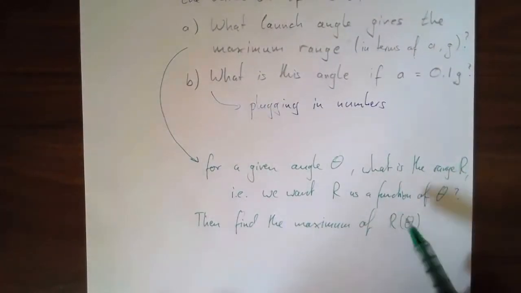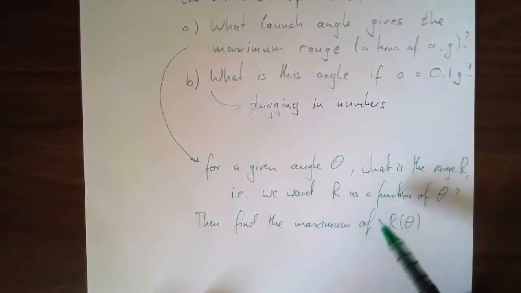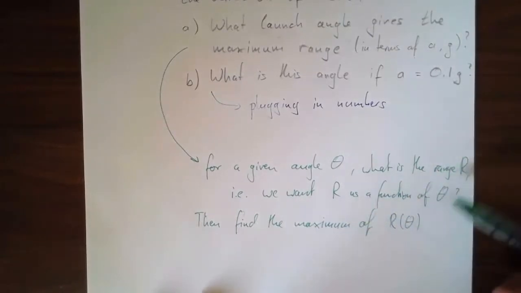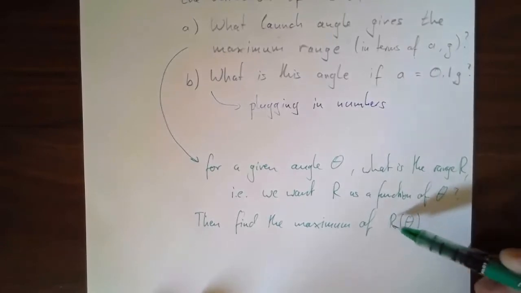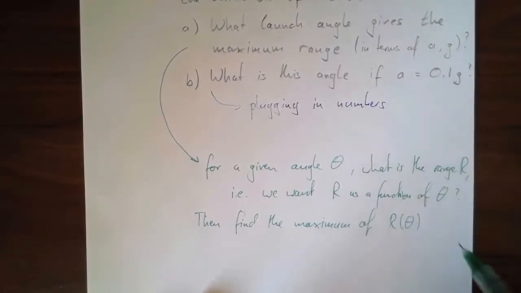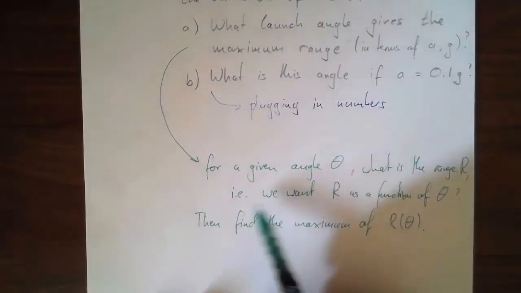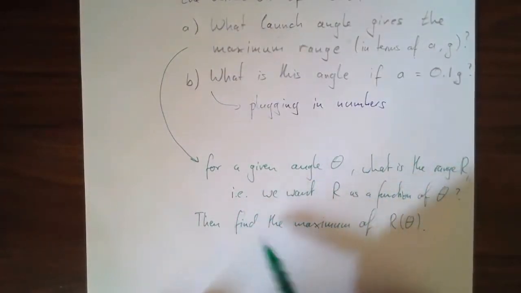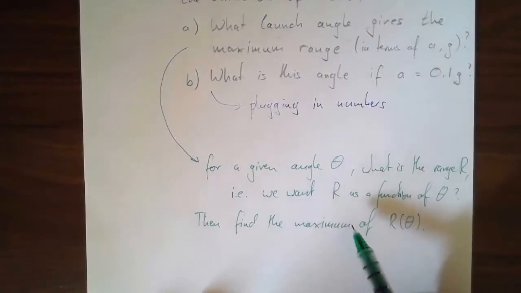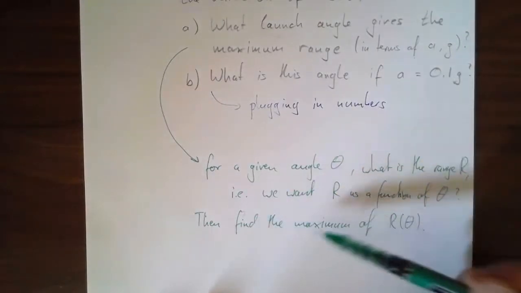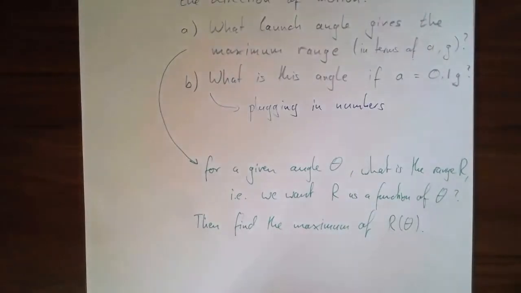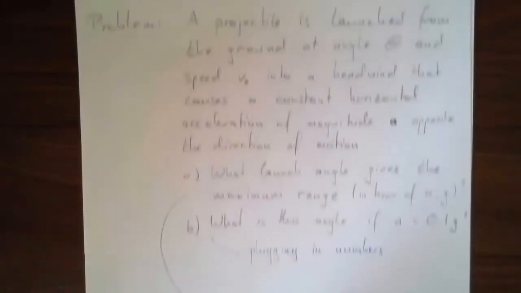Now, how do I do that? Well, if you know how to find the maximum of y of x for some arbitrary y, then you can find the maximum of R of theta. It's just different symbols, right? Of course, if you do know how to find it, you probably remember it from a calculus course. So this is where we actually need to use some calculus. Okay, so let's get started on this problem.